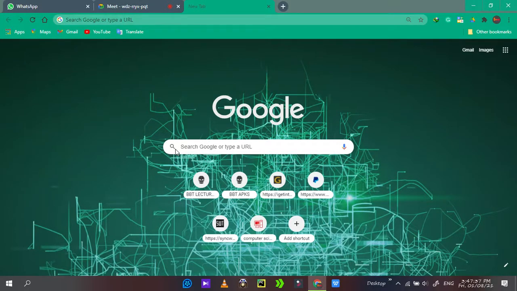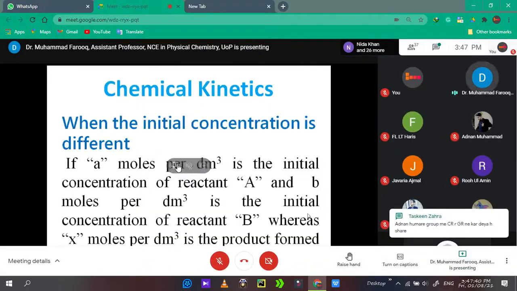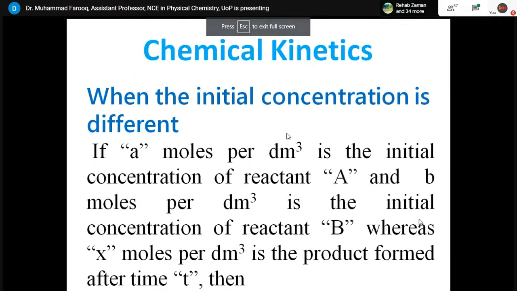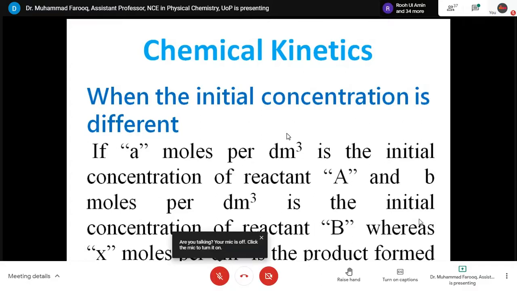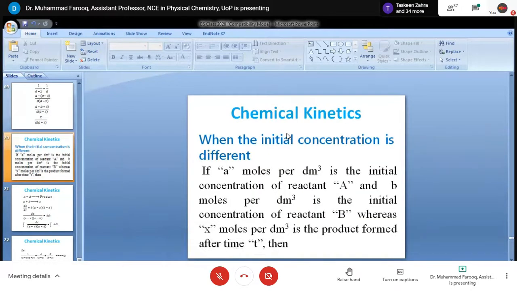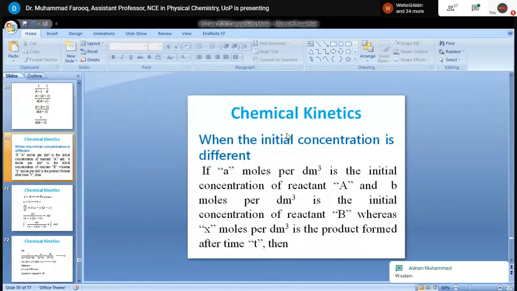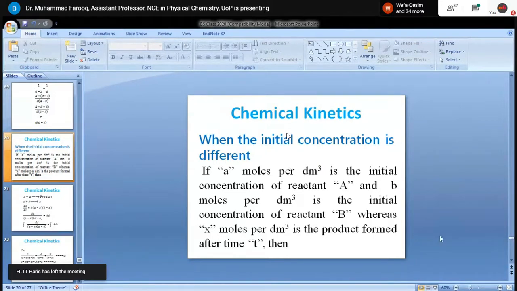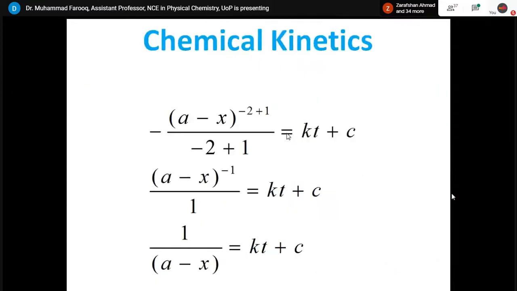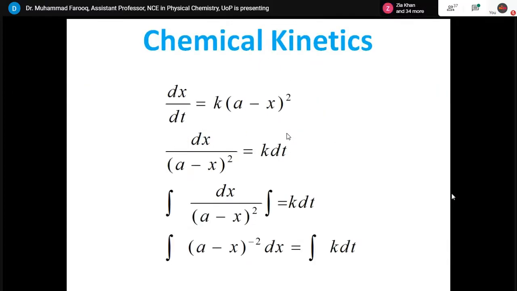Okay, Bismillah ar-Rahman ar-Rahim. So in the previous class, we discussed the second order reaction in which the initial concentration is the same. If you remember, when the initial concentration is the same, how do we find the concentration and the rate of the reaction? This was the first case, if you remember, how to solve the reaction. Is everything from the previous class clear?